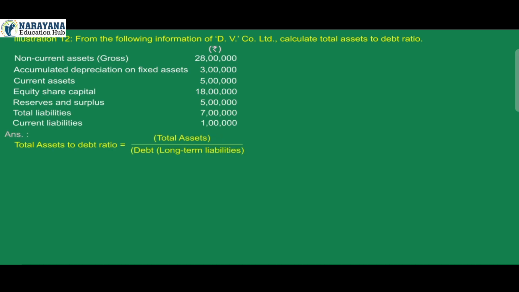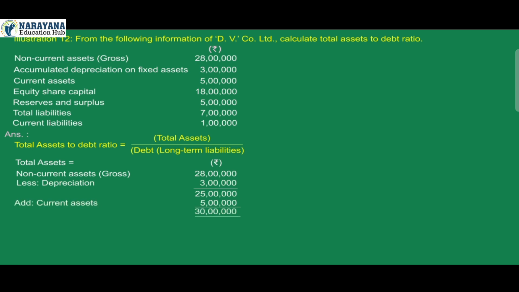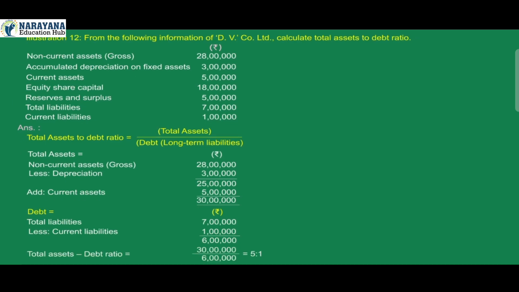Answer. Total assets to debt ratio is equal to total assets divided by debt, that is long-term liabilities. Total assets is equal to rupees non-current assets, that is gross, 28 lakh, less depreciation, 3 lakh, 25 lakh, add current assets, 5 lakh, total 30 lakh. Debt is equal to rupees total liabilities, 7 lakh, less current liabilities, 1 lakh, total 6 lakh. Total assets to debt ratio is equal to 30 lakh divided by 6 lakh is equal to 5:1.